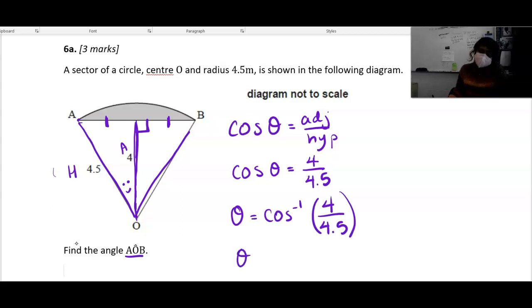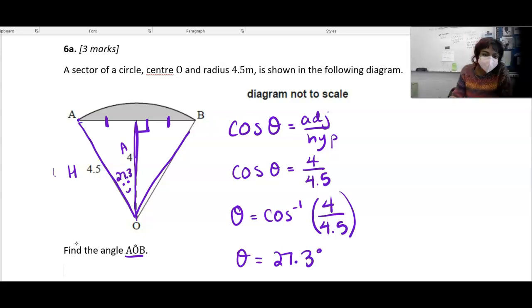All right, who can tell me what the answer for this one is? 27.3. 27.3? Okay. Is that my answer for the problem? No, it's not the answer because only this is right here.